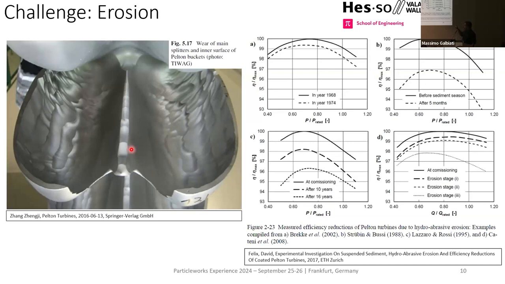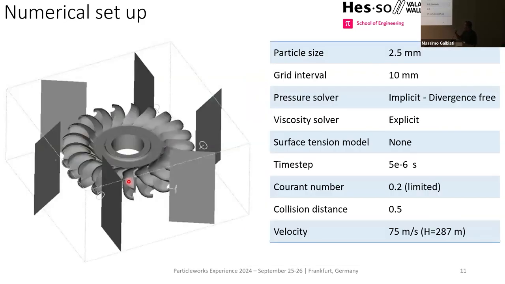So with Particleworks, we will try to simulate these two cases: the falaise effect, and the drop in efficiency due to erosion of the main splitters of this section here. To do that, we perform numerical setups. You have here the main information regarding the simulation and the setup. We have limited the Courant number to avoid crashing the simulation. And in the computational domain, we have added this plane to simplify the geometry, but this plane has the role to shield and protect the jet from, I would say, the jet upstream. I will show you later what the impact of this shield is.